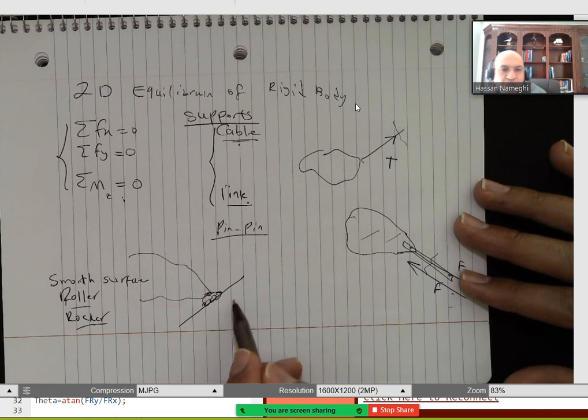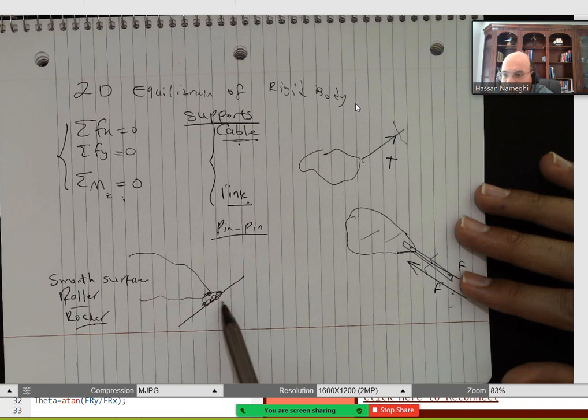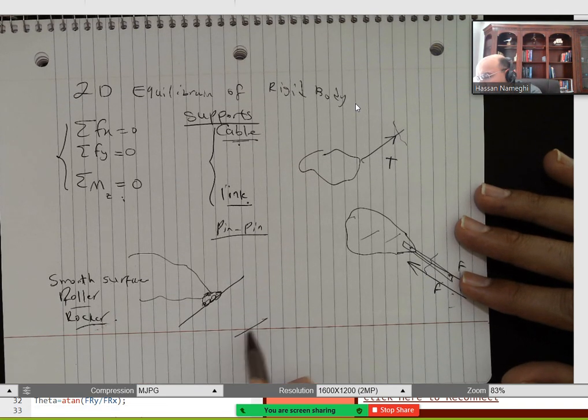right? They may look like a joke to you, right? A roller connected to a structure, but they are real. If you look at bridges, in many bridges they put a piece of rock. They call it rocker, because it looks like a rock that rocks onto the structure.